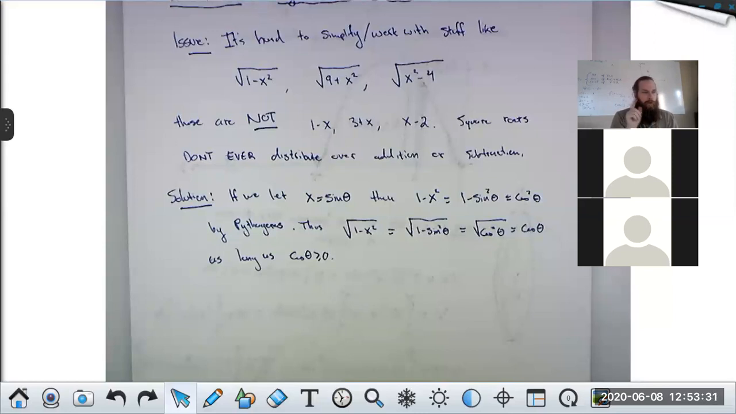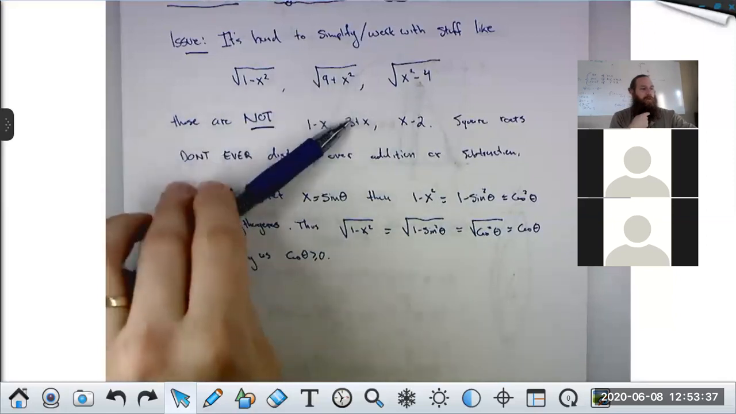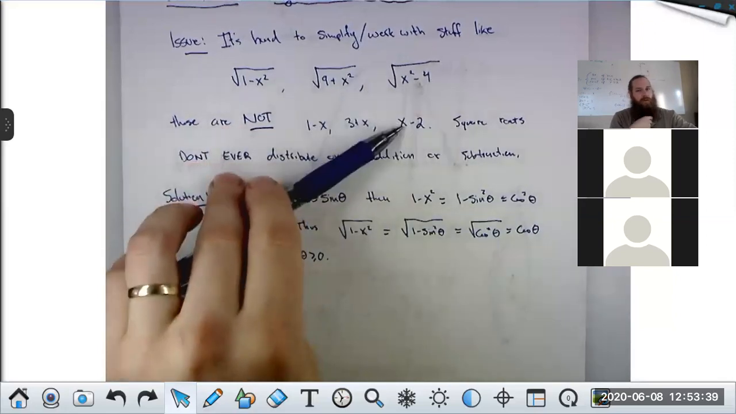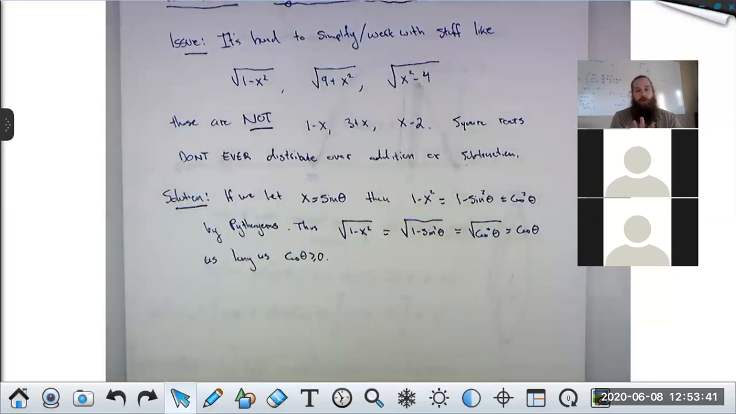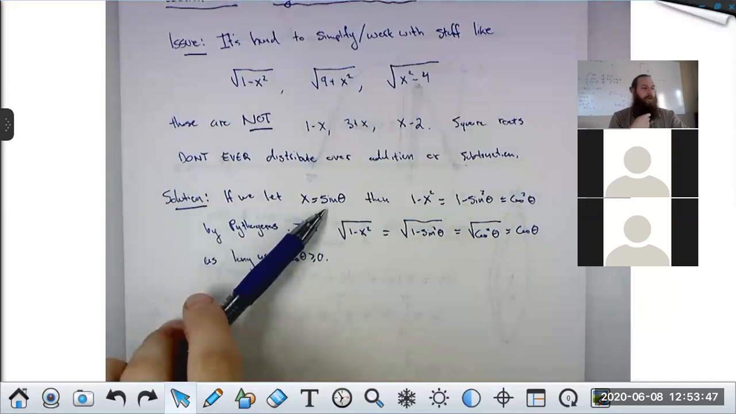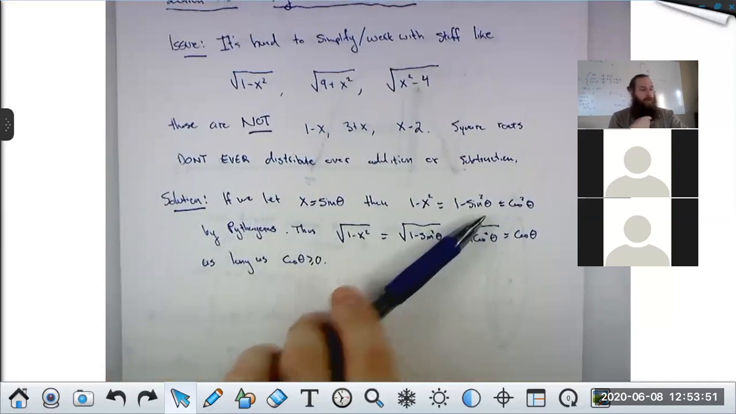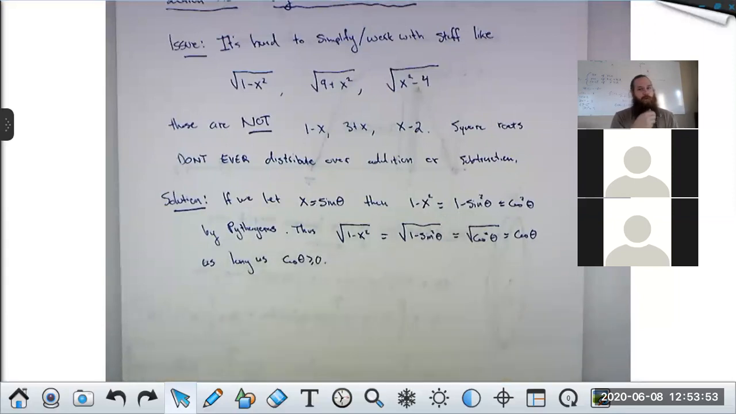So the first and most important thing to remember for section 7.3: this never simplifies to this. This never simplifies to this. This never simplifies to this. None of that works. But we can get around it by replacing the variable with an appropriate trig function so that the Pythagorean identity for that trig function leads to the square root simplifying.